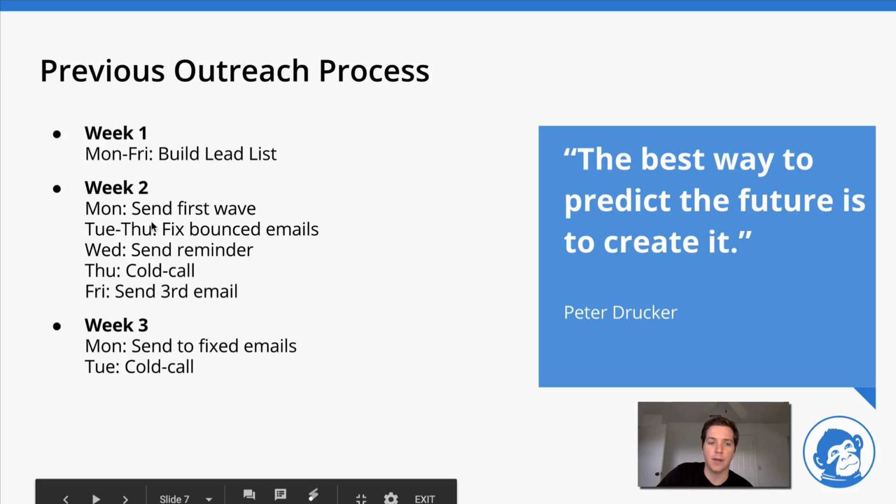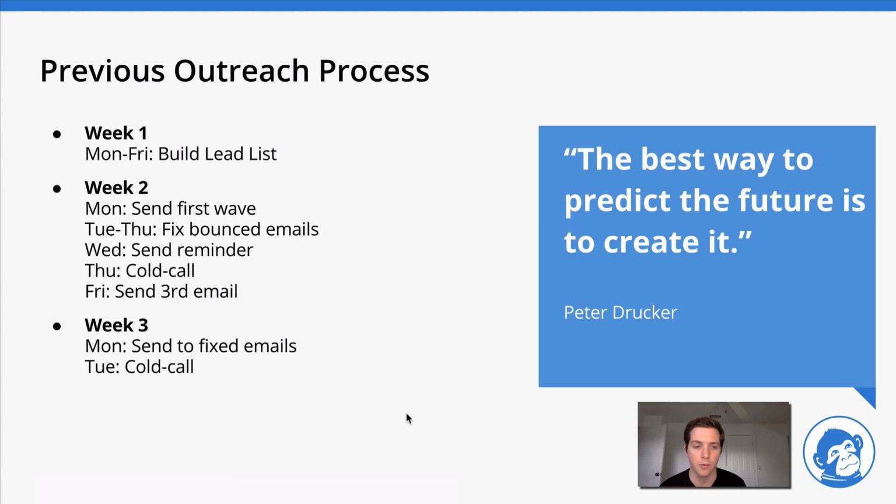Then we talked about the outreach process, basically what we were doing. And actually, you might find this valuable. This is our outreach process, or at least our old one. Monday through Friday, build the lead list, send the first wave, fix bounced emails, send a reminder, cold call, send third email. Then week 3, fix emails, and then cold call more. So we talk about the previous process.